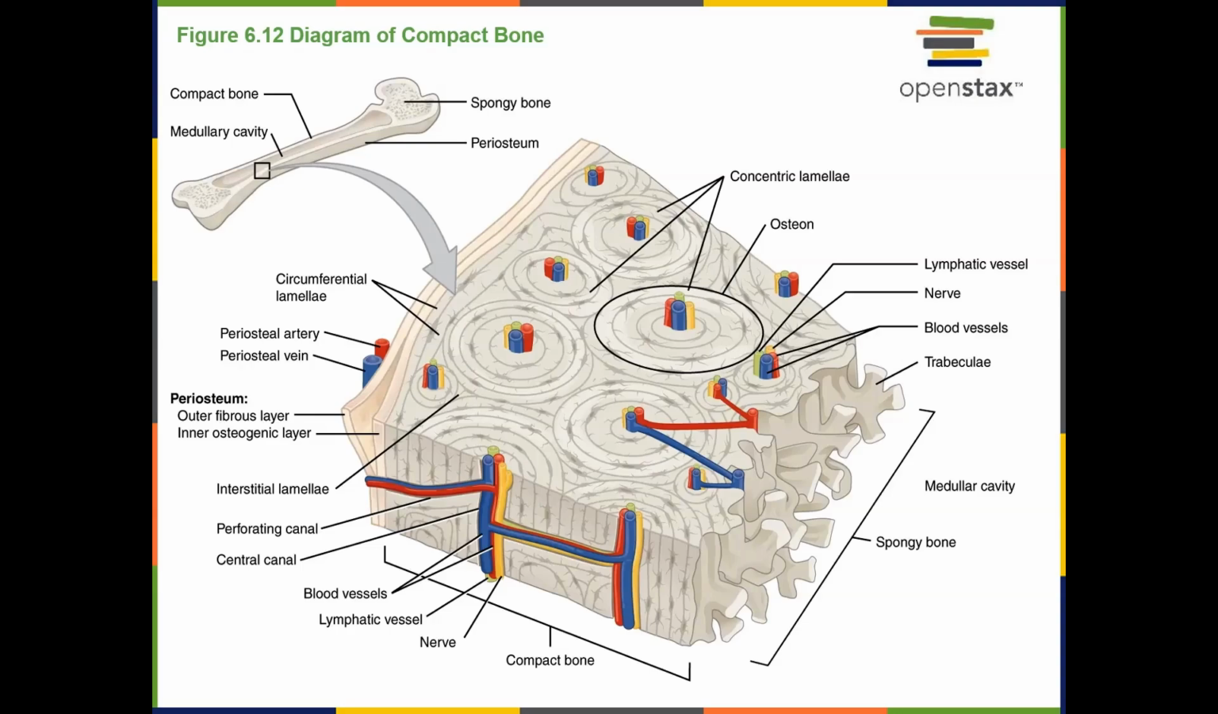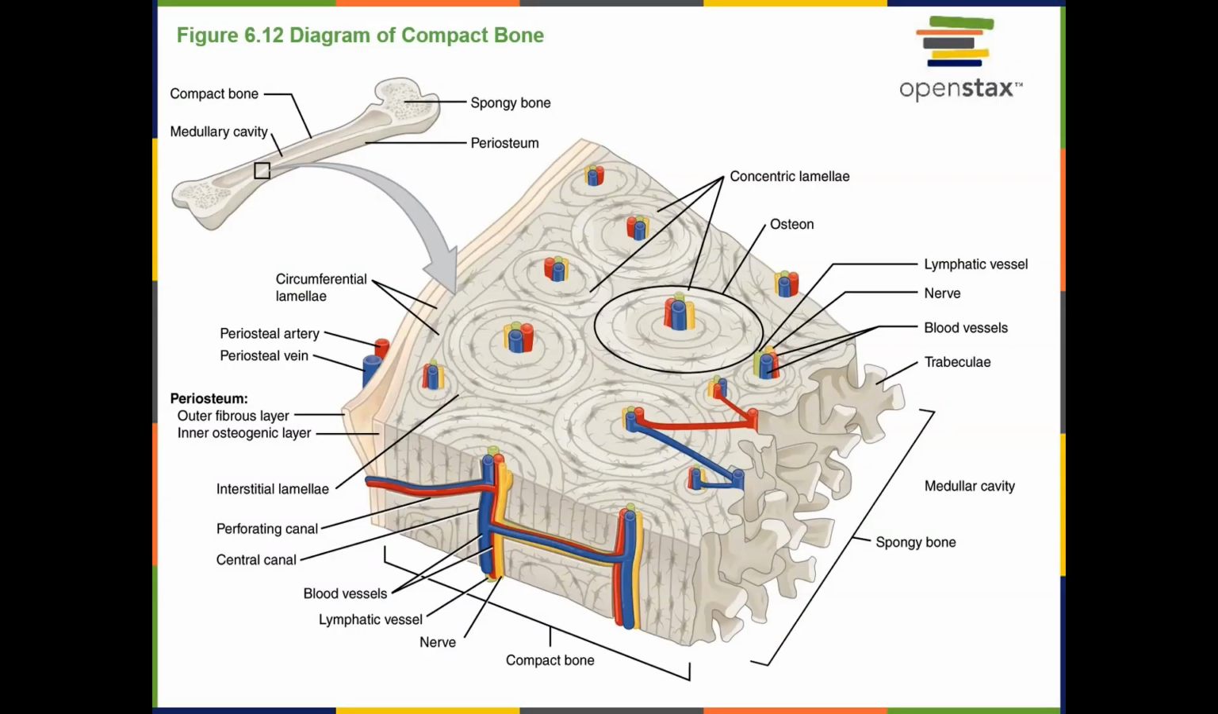The central canal contains blood vessels and nerves that are traveling through the bone. The central canals run parallel to the long axis of a long bone in order to provide the greatest strength to the diaphysis of the long bone. The central canals run parallel to that length of the long bone.